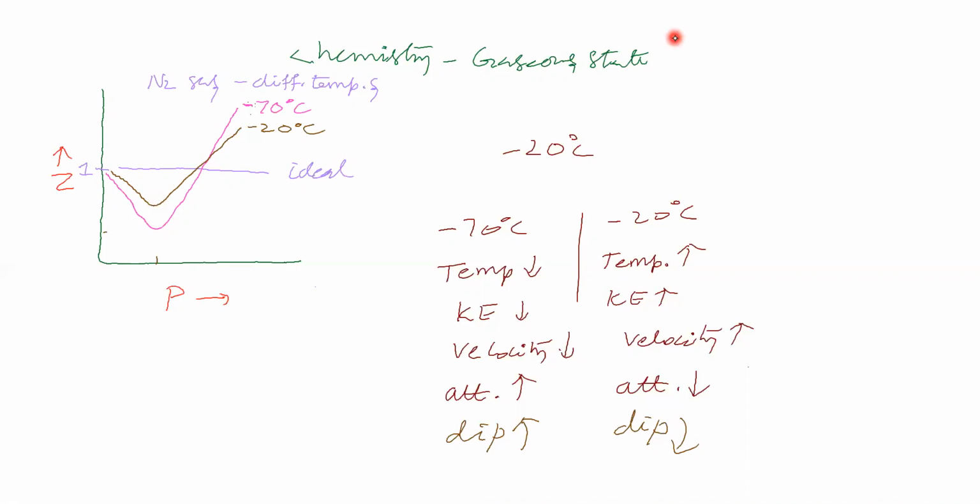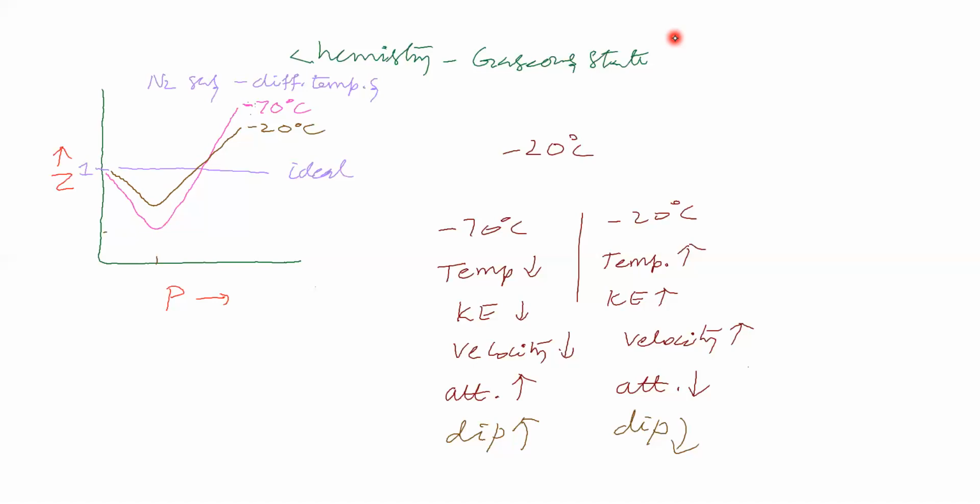Where Z decreases to less than 1, it is a negative deviation. Where Z is greater than 1, it is a positive deviation. Negative deviation means attractive force is dominating. Positive deviation means repulsive force is dominating. Where Z decreases, the magnitude of attractive force increases. Where Z increases, the magnitude of attractive force decreases and the magnitude of repulsive force increases.